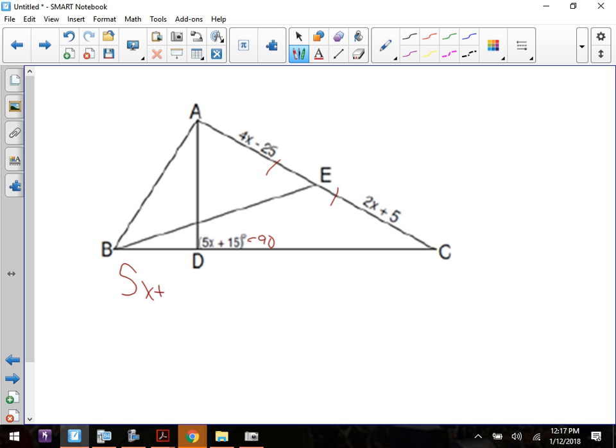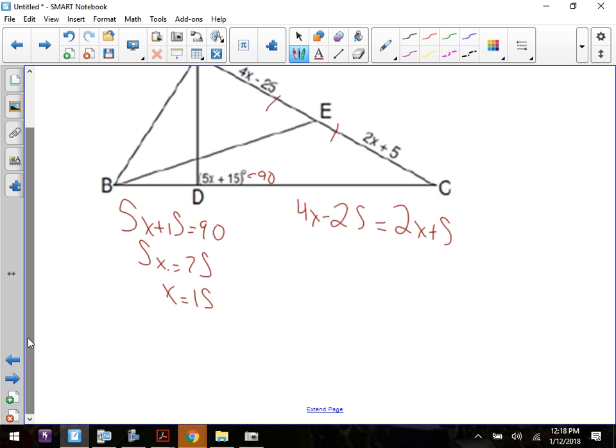So you have 5x plus 15 is 90. You get x equals 15 when you do all that. Same deal on the other part when you're working with median. If you set those two equal to each other, 4x minus 25 is 2x plus 5. Subtract 2x, add 25, you get 2x. And lo and behold, you're correct because they both wind up equaling 15.